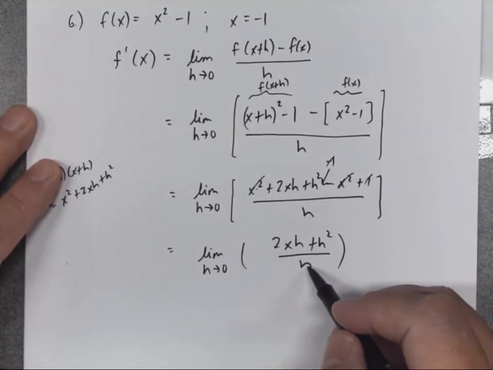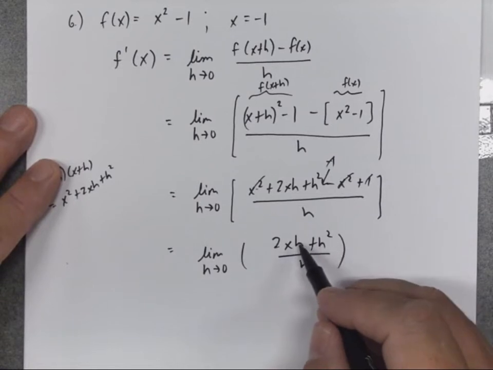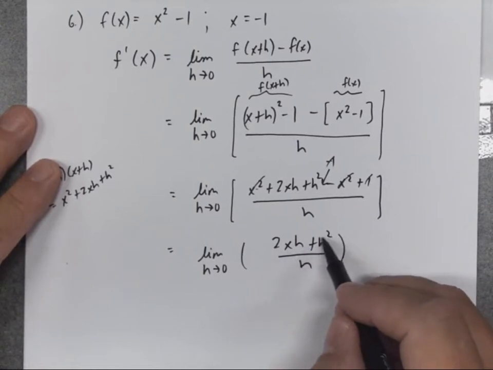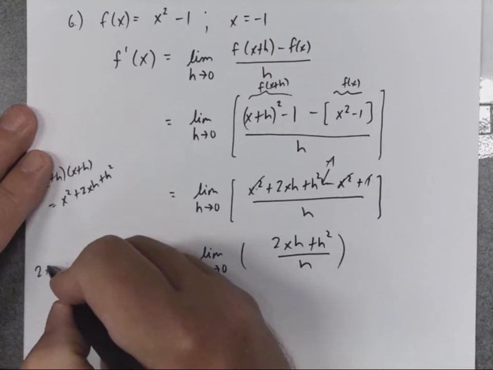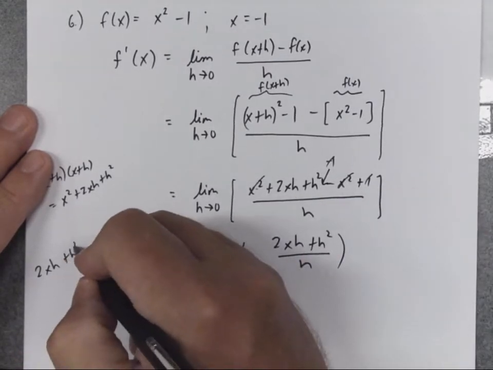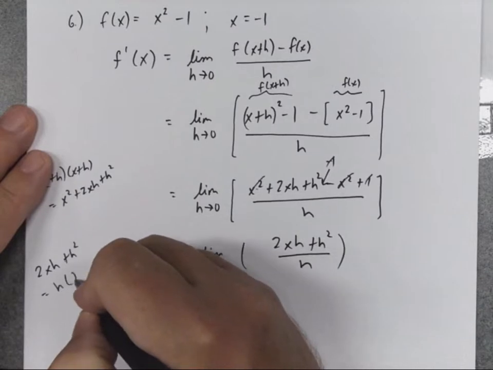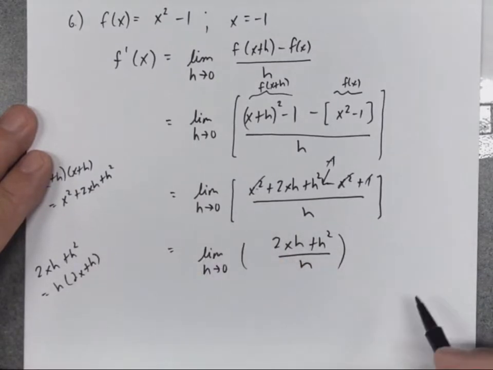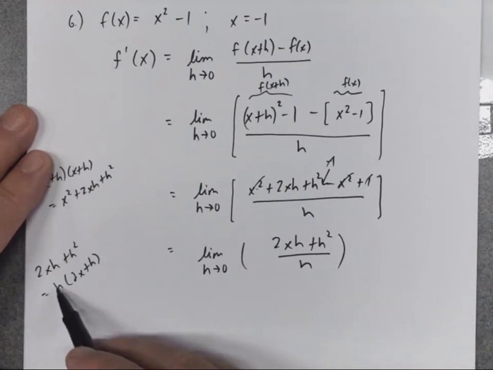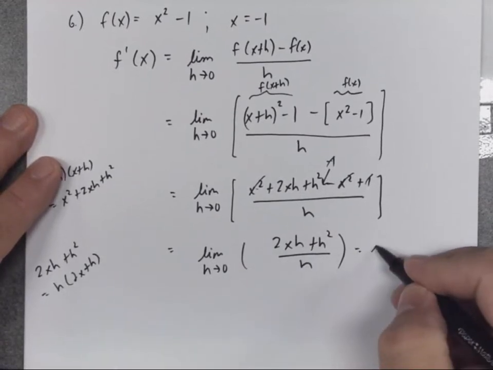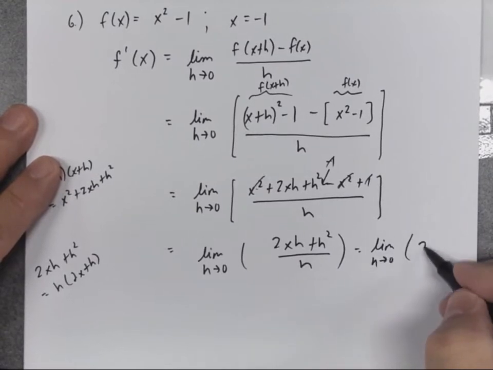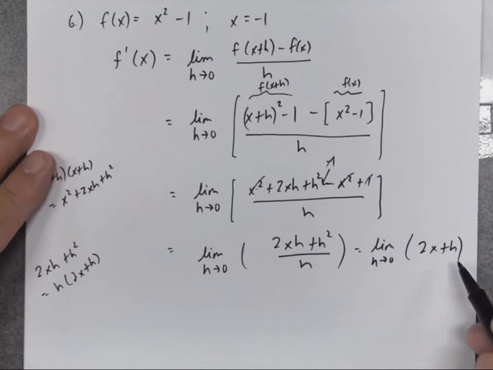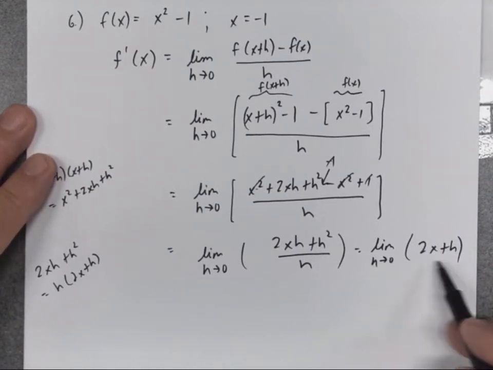So now I look at this. I've got an h in the denominator. I've got two terms in the top, an h here and an h squared here. So I can cancel an h out of all three of these. If that's not clear to you, think about factoring the numerator. If I were to factor an h, then the h's cancel out. I'm left with 2x plus h. Now I'm going to take the limit as h approaches 0.